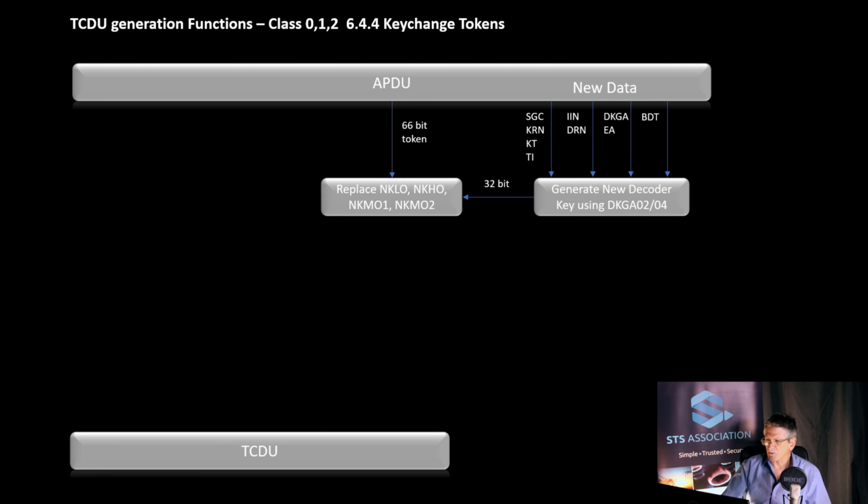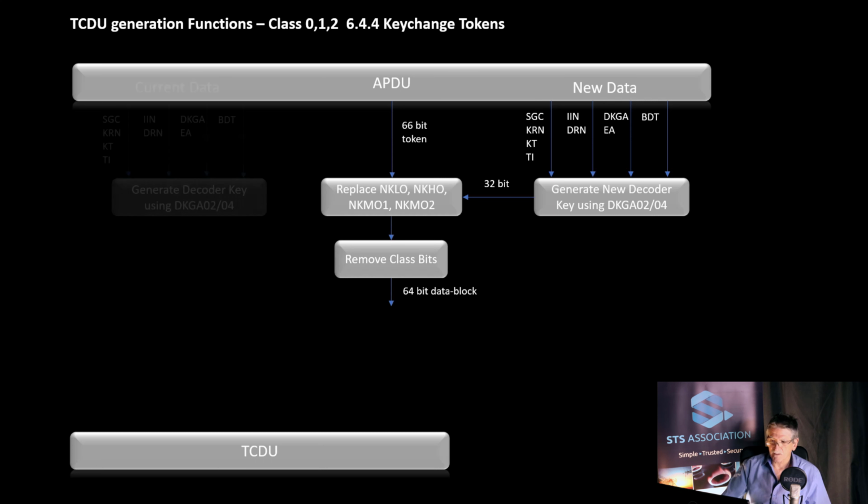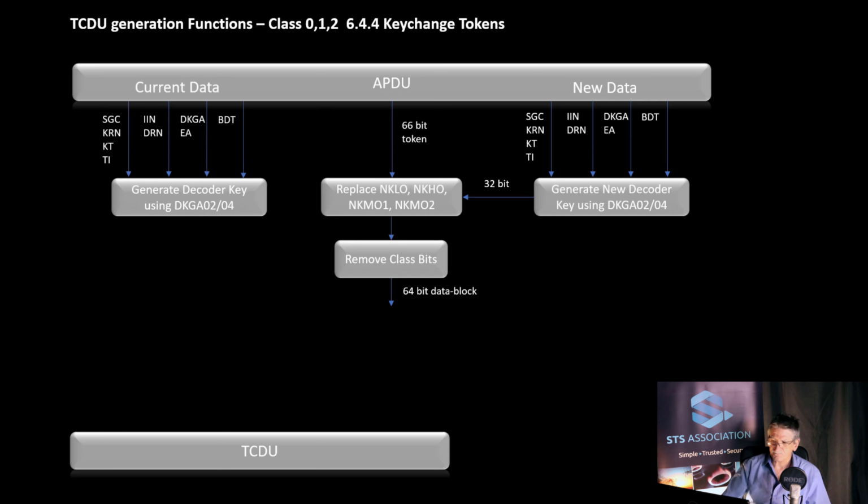Okay, what you do then is take the 32 bits that you get out of that and you replace the new key low order, new key high order, new key middle order 1 and middle order 2, and then you remove the class bits and you'll end up with a 64-bit data block. Then you take the current data, in other words the current data that the meter is on at the moment, and take the current SGC, IIN, DRN, etc., generate a decoder key using the DKG02 or 04, and you'll end up with a 64-bit or 128-bit key block.